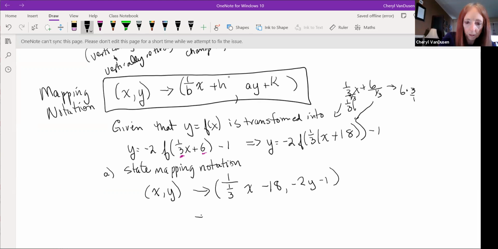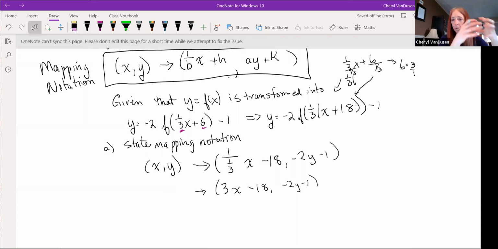So a better way of writing this mapping notation is 3x, because 1 divided by 1/3 is 3, take away 18, and then -2y minus 1. So there's our mapping notation. What that means is if I give you some points on the original curve, you can easily dump them into this little mini equation and find out the new location. So let's do that as part B.